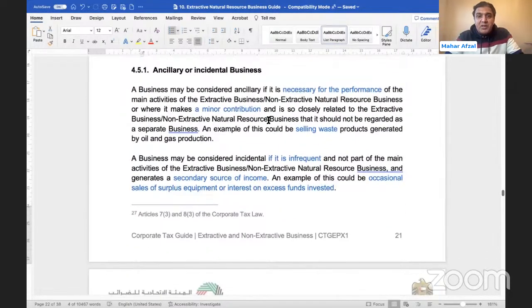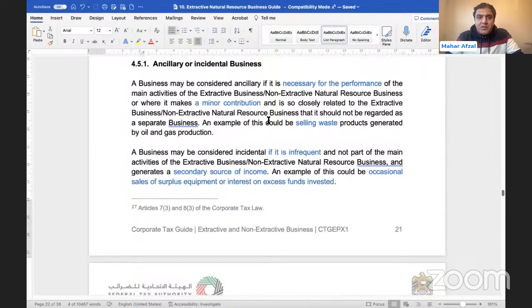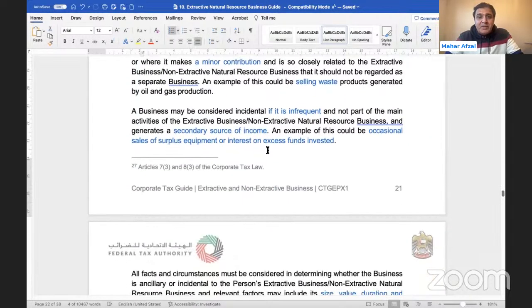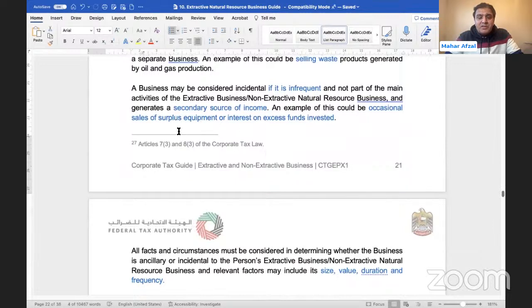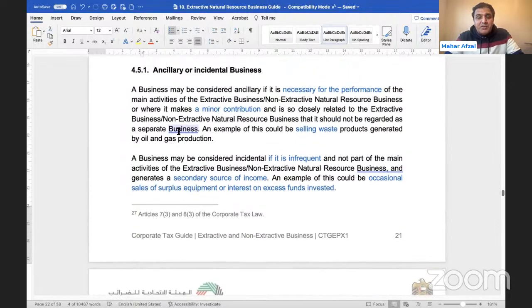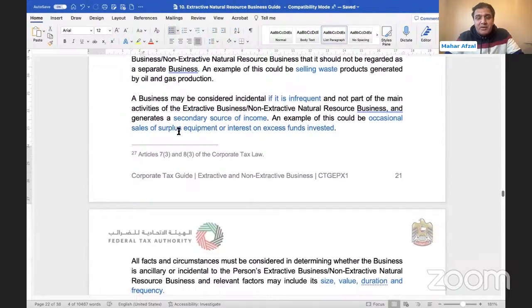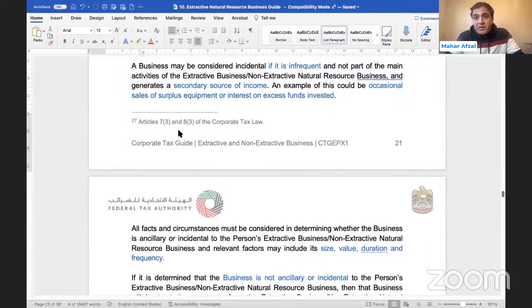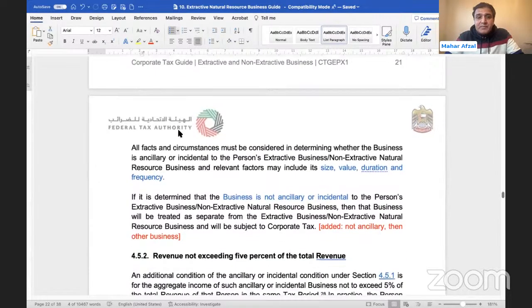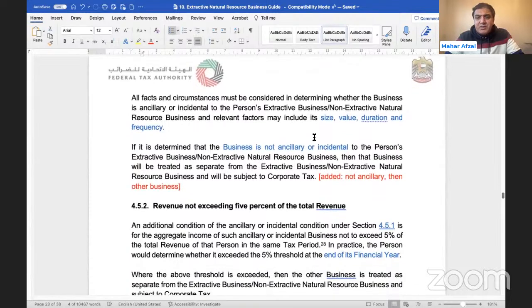Then they have defined ancillary and incidental. Like if one company is involved in exploration and they are selling their wastage, and the revenue from the wastage is not more than 5% of the total revenue. In the same way, if they are occasionally doing an activity like, after the exploration, selling their drilling equipment. Sorry, they are selling their equipment, and the revenue from the equipment is not more than 5% of total revenue, then it will be assumed these are incidental activities. So it will be considered the companies are involved in extractive and non-extractive natural resource businesses. It all depends. While assessing these transactions, we need to consider the size, value, duration, and frequency. Non-ancillary, then any other business we have already discussed as well.